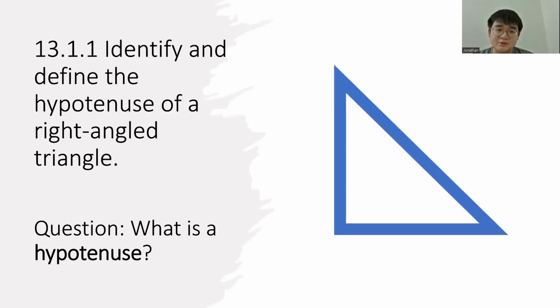Okay, so the next one, we will start with our main thing today, which is to identify and define the hypotenuse of a right angle triangle. This is our learning outcome for this part. So, a question for you, what is a hypotenuse? Since you haven't learned what a hypotenuse is, we will learn the definition first.